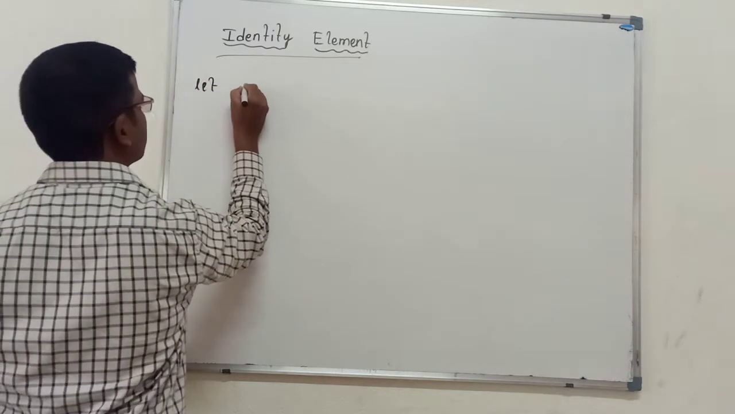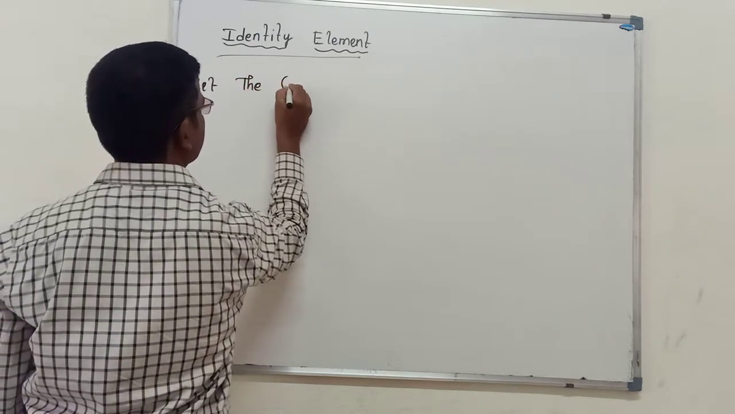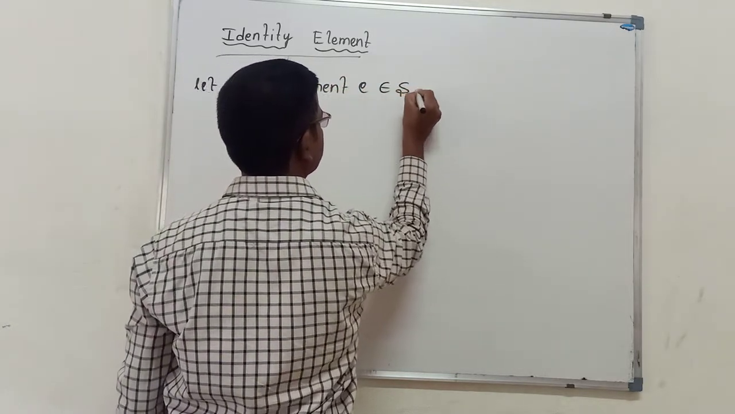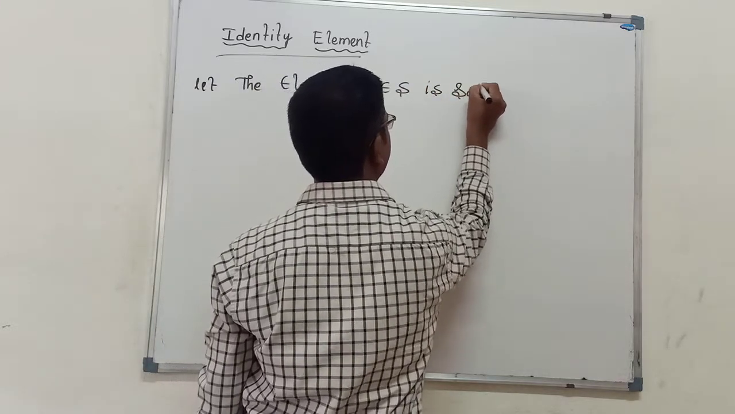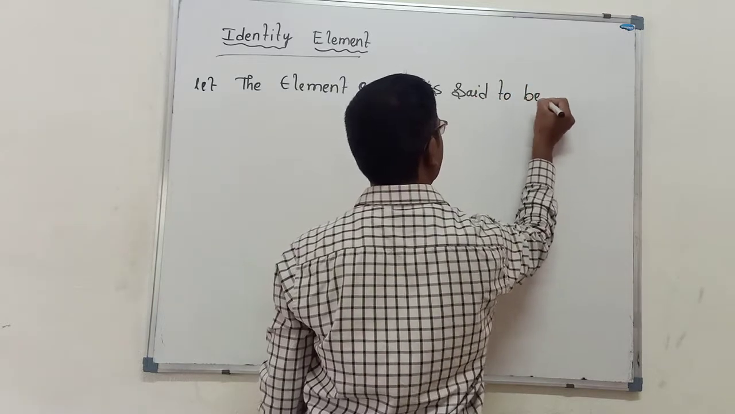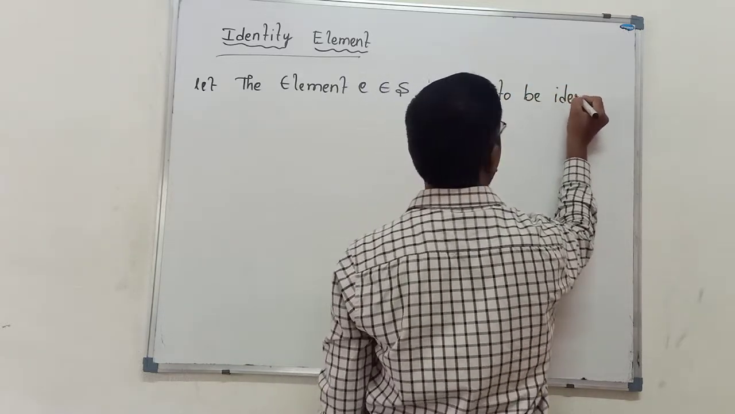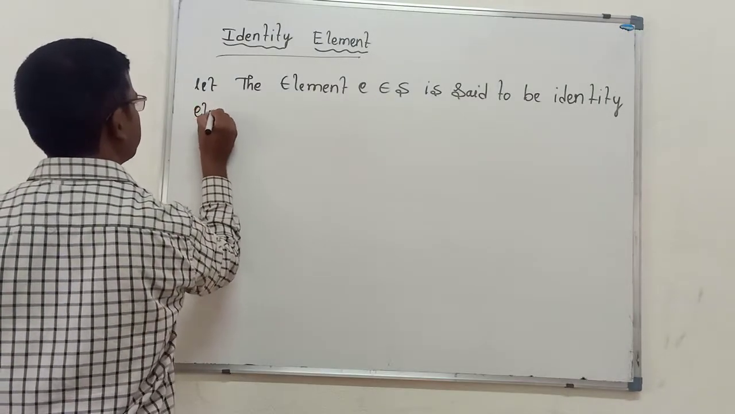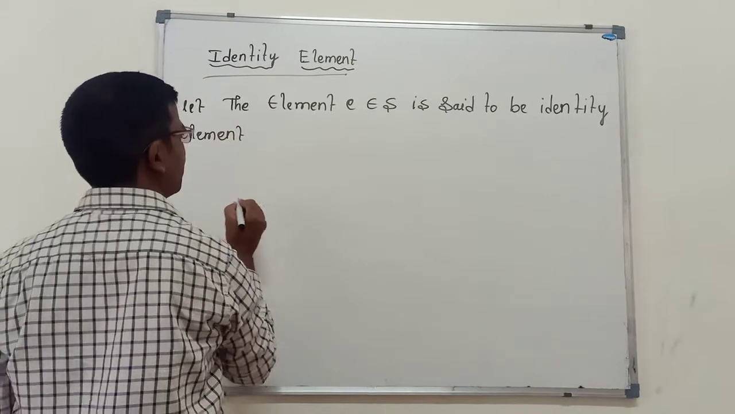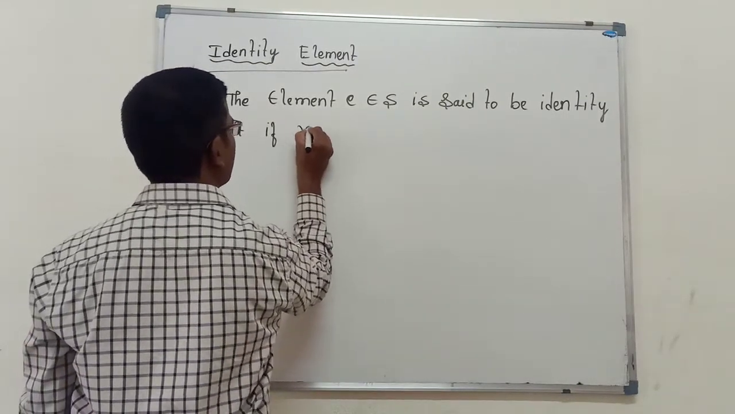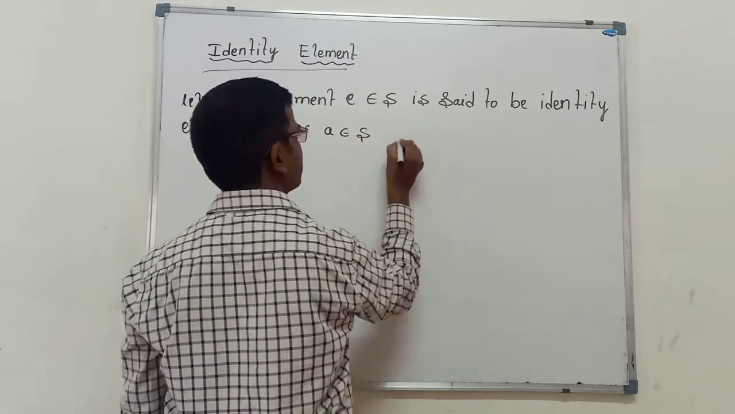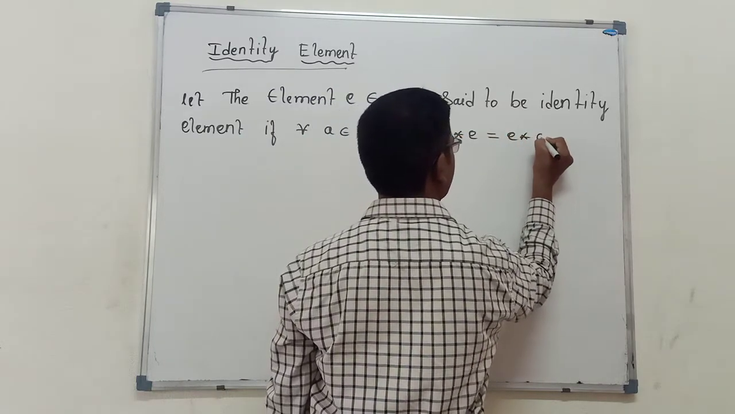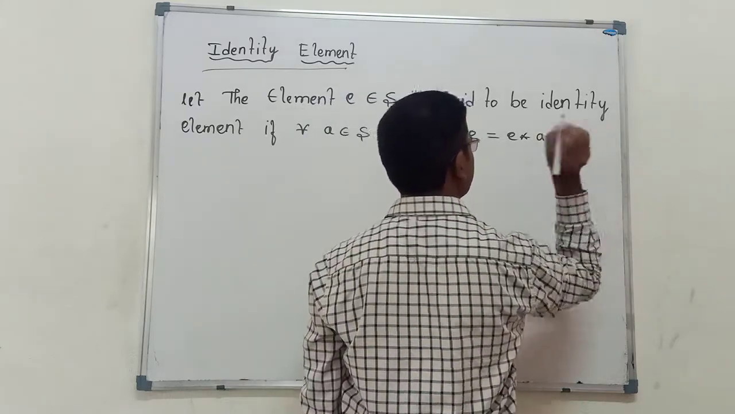Let the element E belongs to S is said to be an identity element if for all A belongs to S, A star E is equal to E star A is equal to A.